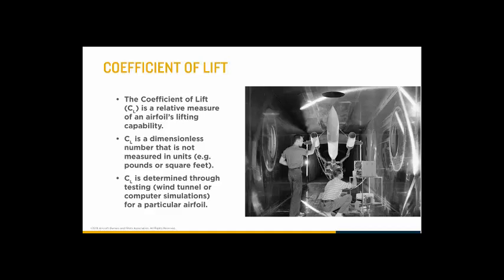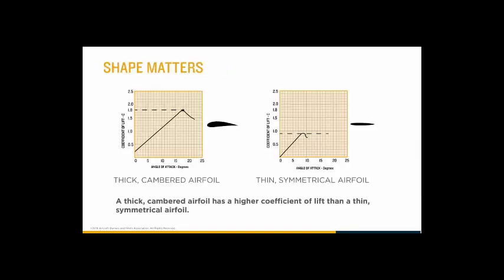So the coefficient of lift is a dimensionless number that is not measured in units like pounds or square feet. The coefficient of lift for a given airfoil shape is determined through testing, like we talked about earlier, and computer simulations. Alright, so the shape of the airfoil is the determining factor in how much lift the wing creates. Makes sense, right?